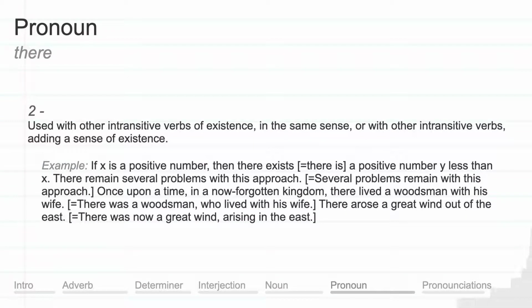Used with other intransitive verbs of existence, in the same sense, or with other intransitive verbs, adding a sense of existence. Example: If x is a positive number, then there exists (equals: there is) a positive number y less than x. There remain several problems with this approach. Equals: several problems remain with this approach. Once upon a time, in a now forgotten kingdom, there lived a woodsman with his wife. Equals: there was a woodsman, who lived with his wife. There arose a great wind out of the east. Equals: there was now a great wind, arising in the east.